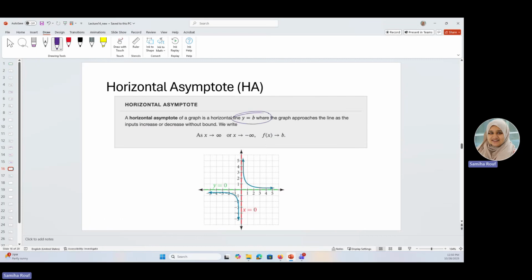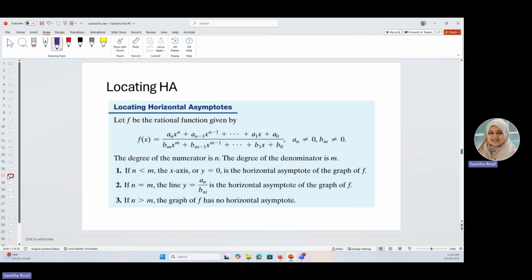Horizontal asymptotes are expressed as y equals a number. So it's looking at what's happening as your x values get infinitely large or infinitely small. Where are your y values approaching? These form the horizontal asymptotes. Now, the horizontal asymptotes have an interesting way to be found, and this depends on the degree of the polynomial.